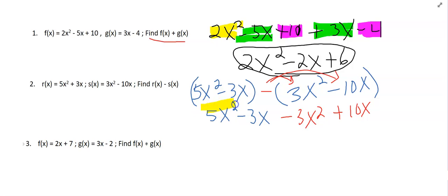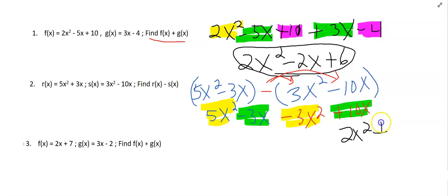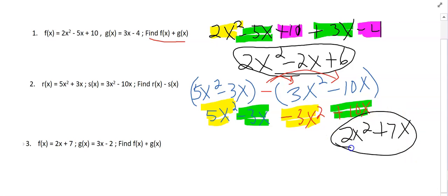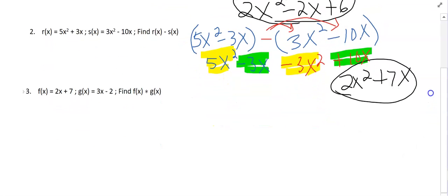So I have a 5x squared, which is like negative 3x squared. So when I put them together, I get 2x squared. I have a negative 3x, and I have a positive 10x. Together, that gives me positive 7x. There are no other terms remaining. That is my answer. And the last example is multiplication.